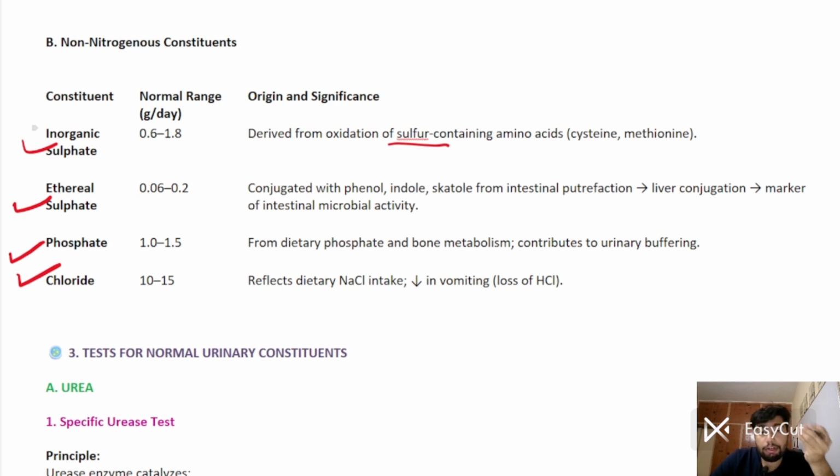And so chloride will reflect a dietary intake of sodium chloride, and this chloride is reduced in vomiting. Why? Because in vomiting your HCl is lost in the vomit, so loss of HCl ultimately results in decreased urinary chloride.